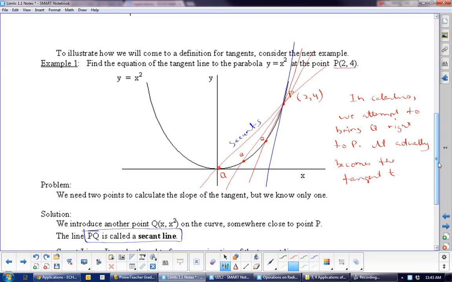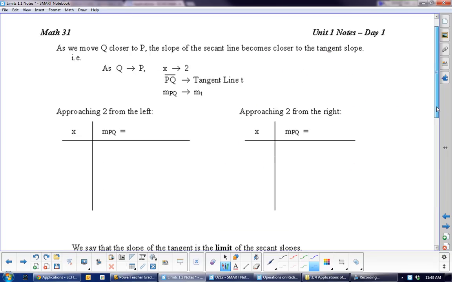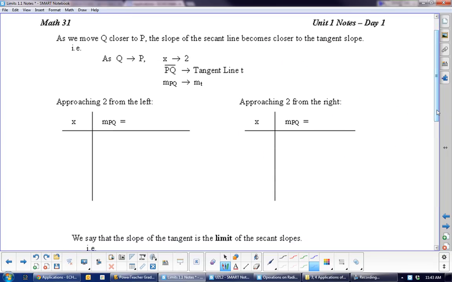Now, we're going to keep working with this example. Just to be really clear, this is y equals x squared. That is the graph that we're doing. And we want the slope at point 2, comma 4. Okay? So now as we move Q closer to P, the slope of the secant becomes closer to the tangent. Does that make sense to everybody?